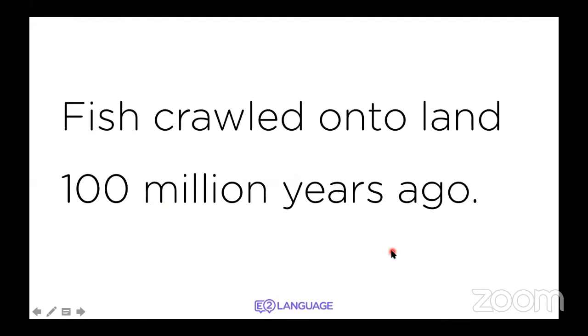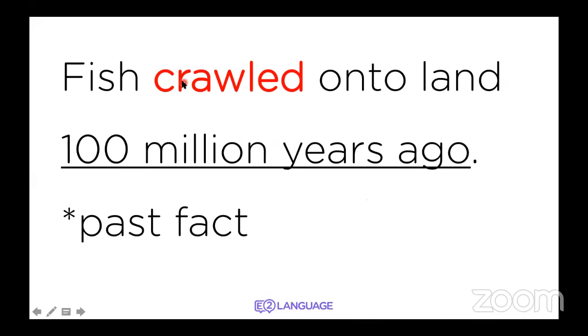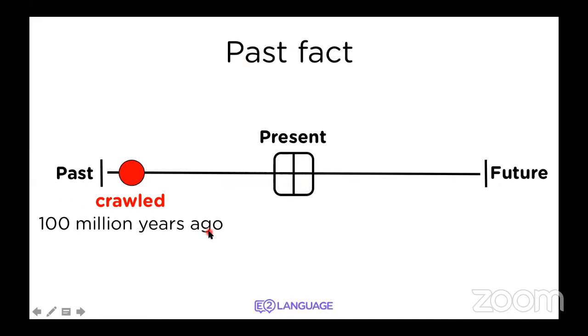Identify the past fact. Cool. Well done. Correct. Crawled is the verb. That's the word that changes to indicate the past. And here we can see the time reference, 100 million years ago. That was a past fact. So it's right back here, 100 million years ago. Crawled, past fact. Fish crawled onto land 100 million years ago.